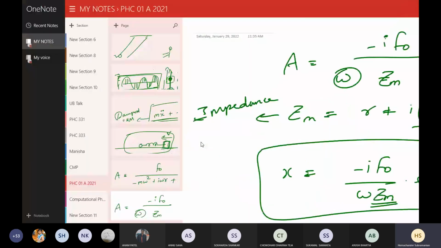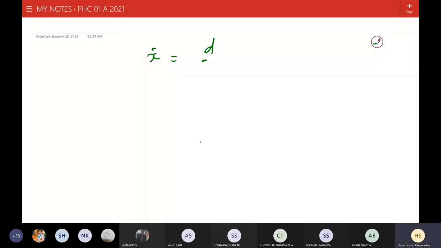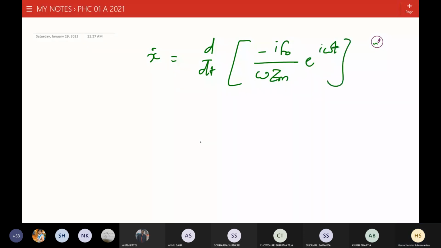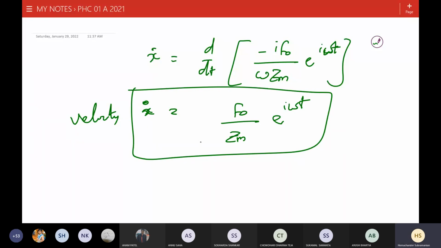Okay. So x is minus i F naught, whatever. And I can calculate x dot. It's d by dt of minus i F naught over omega ZM e power i omega t. So what would that be? It's F naught over ZM e power i omega t. That's your x dot. This is your velocity. So we did have two important equations. One is x, which is the displacement. The other is velocity. This looks exactly the same as what we derived last time for the current.